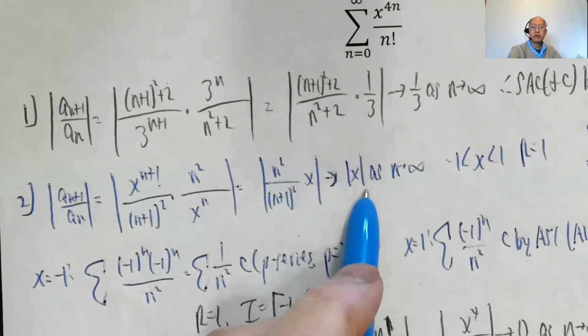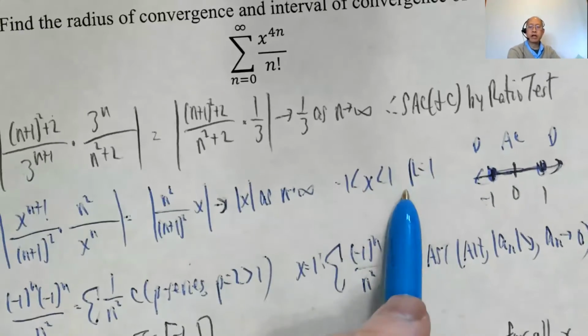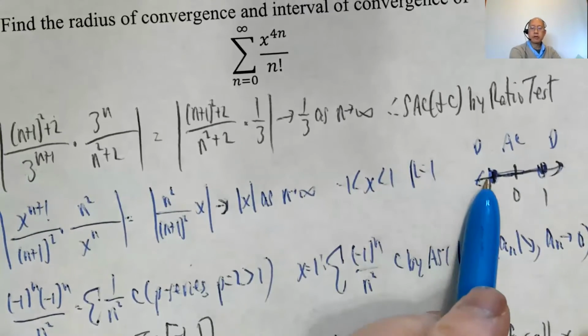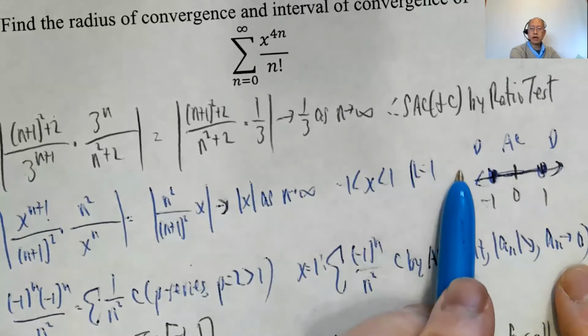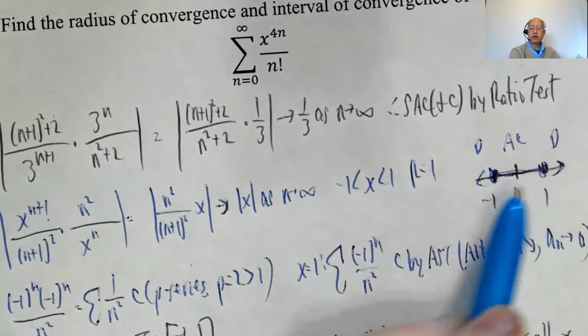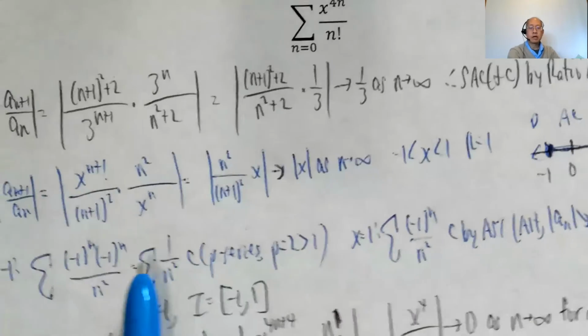Okay, that will converge if x is between -1 and 1. So the radius of convergence is 1. At the moment, I have absolute convergence here, divergence here and here, and at -1 and 1 we don't know. So we'll plug them in separately.